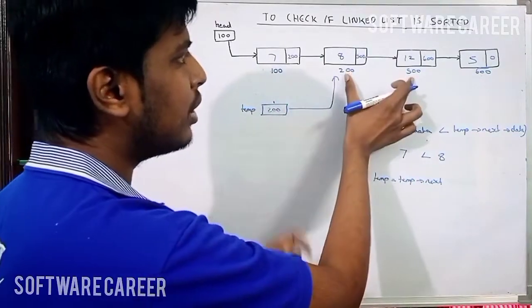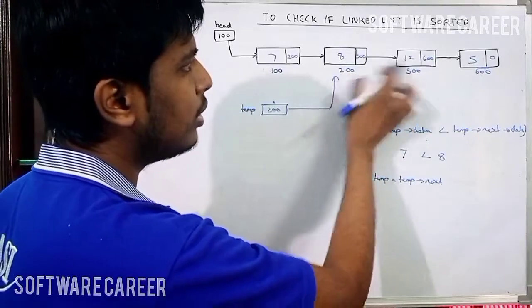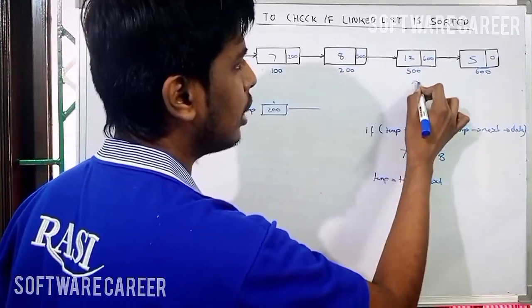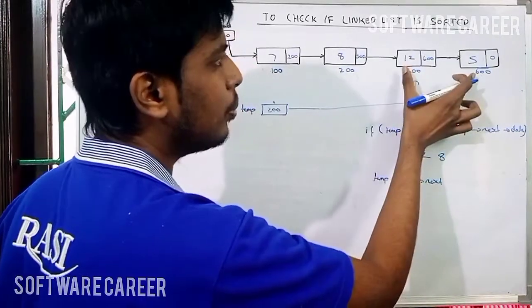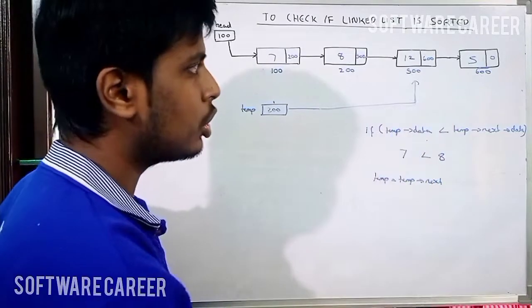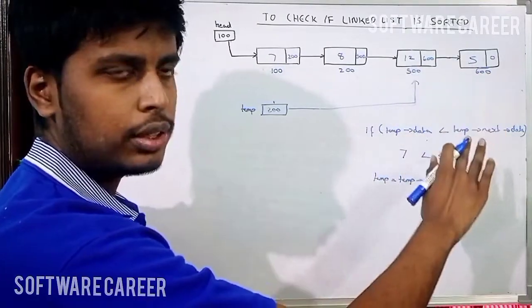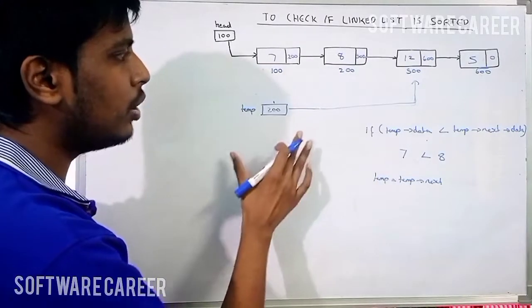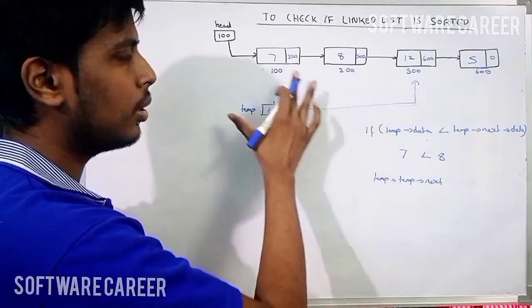Then you will compare the second and third. Now 8 is less than 12. So now you will compare this thing. Now you are on the third one and you are comparing whether 12 is less than 5. It's greater than 5. So you will stop and say this linked list is not sorted. This is how the program works.